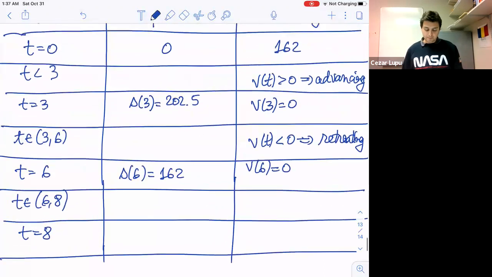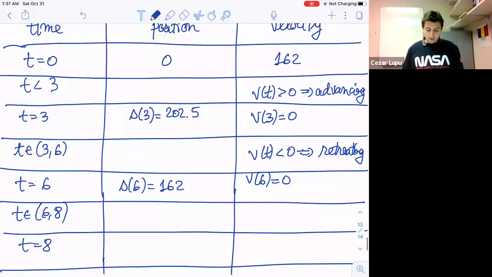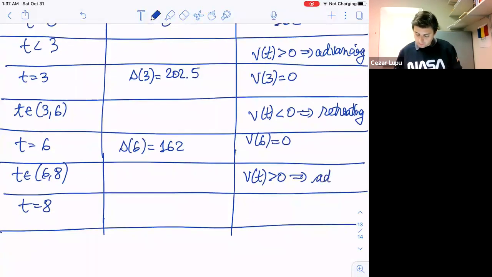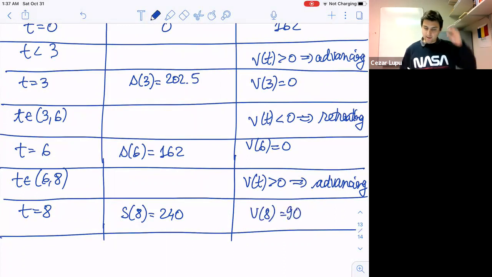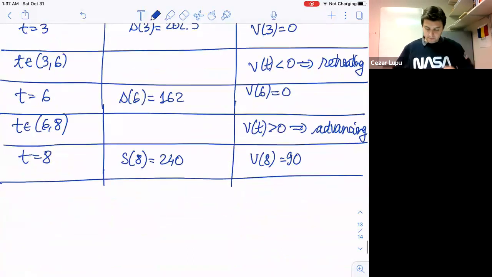All right, let's see. What happens here when t is between 6 and 8? Nothing happens here, but we know that v of t will be positive. So basically, the object is advancing. That would be a very nice picture when we draw it. And when t equals 8, s of 8 is 240, and v of 8 is 90. All right, finally, let's draw the picture.